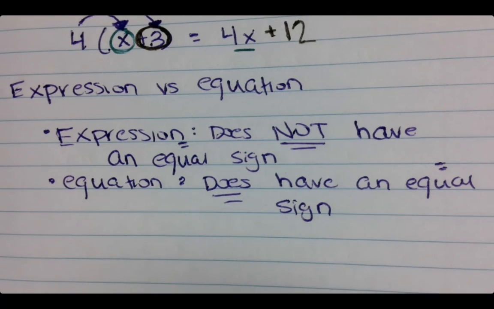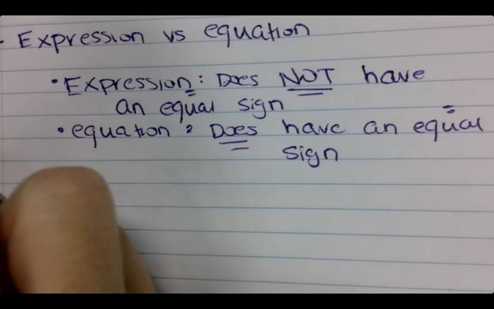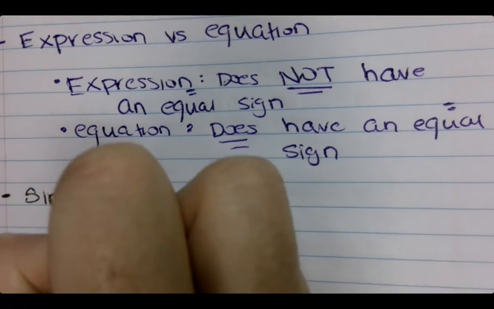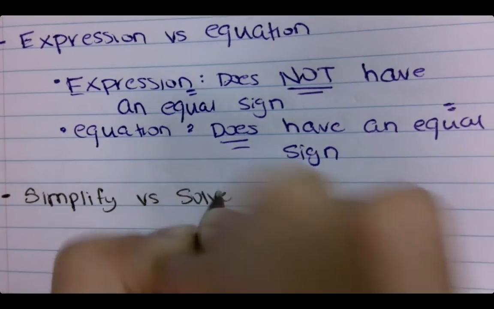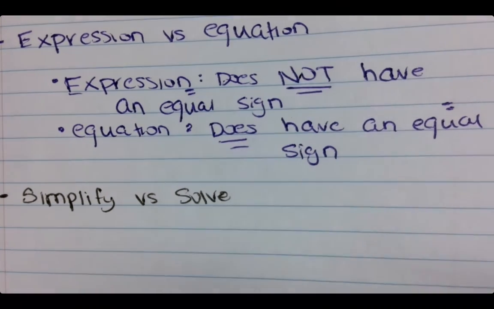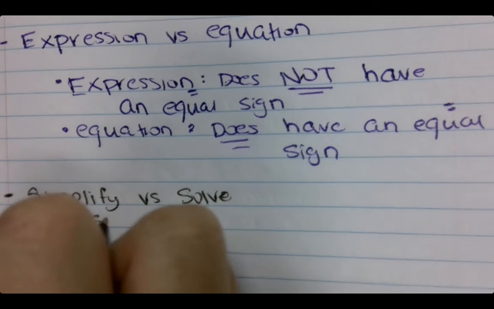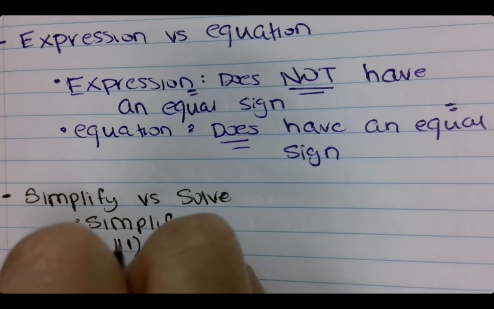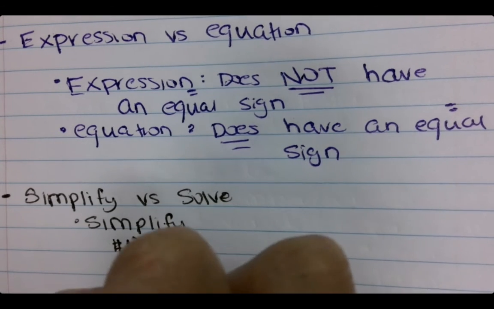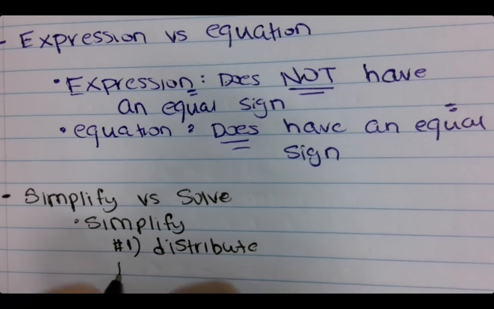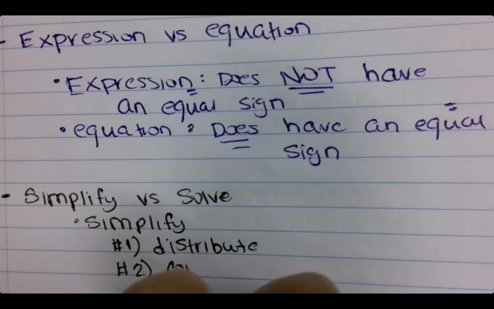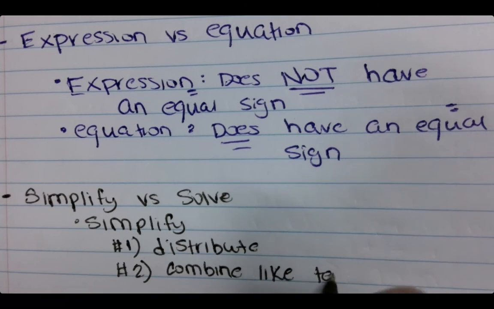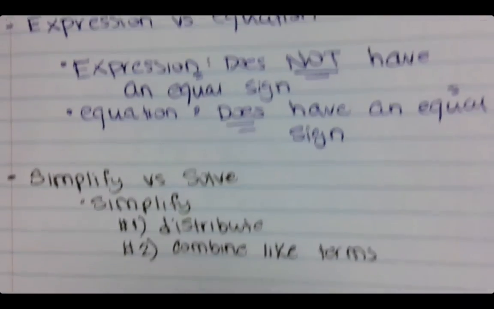All right? The next part of 2 things that we're going to look at is simplify versus solve. So when we simplify, we are going to, number 1, distribute, and number 2, combine like terms.